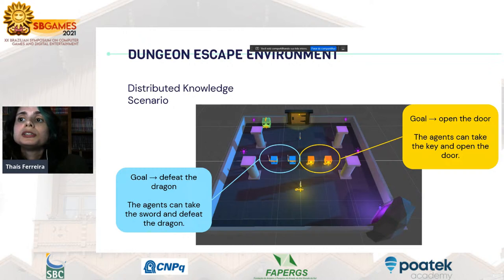In the distributed knowledge scenario, the agents were divided into two different groups. The sword group is responsible for collecting the sword and defeating the dragon. The sword group raycast sensor contains the sword tag, but it does not contain the key tag. The key group is responsible for collecting the key and opening the door. The key group raycast sensor contains the key tag, but does not contain the sword tag. In this configuration, each group has a centralized critic.